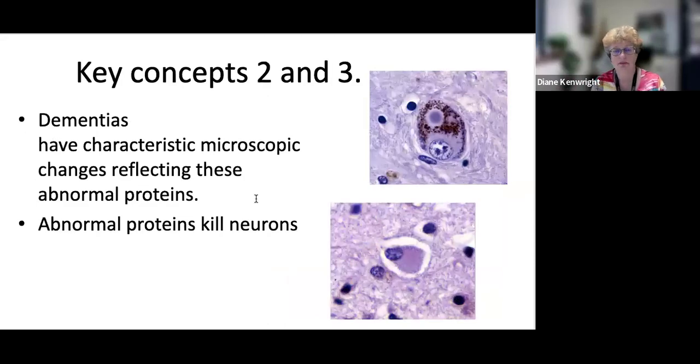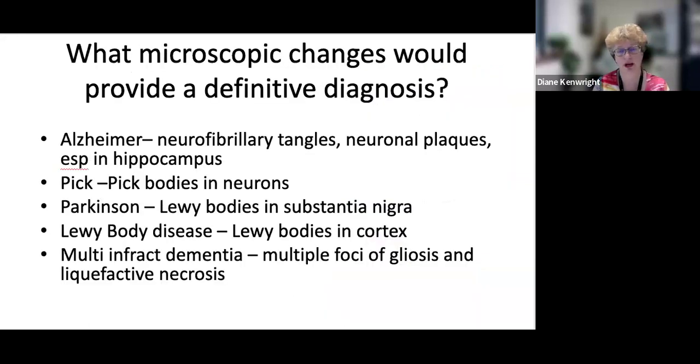All right. So dementias have characteristic microscopic changes, and they're reflected by their abnormal proteins. So here we've got a couple of neurons. This one's got a Lewy body in it, and this one's got a Pick body in it. And these are abnormal accumulations of proteins, and these abnormal proteins kill the neurons, and the different accumulations have different appearances. They occur in different neurons, causing different symptoms, and they can be treated in different ways. Okay, so there are particular microscopic changes that you should know are linked with particular diseases.